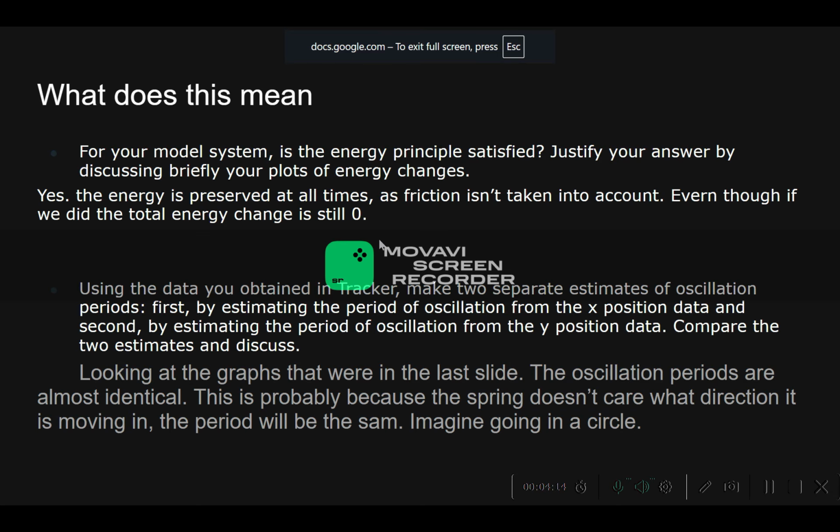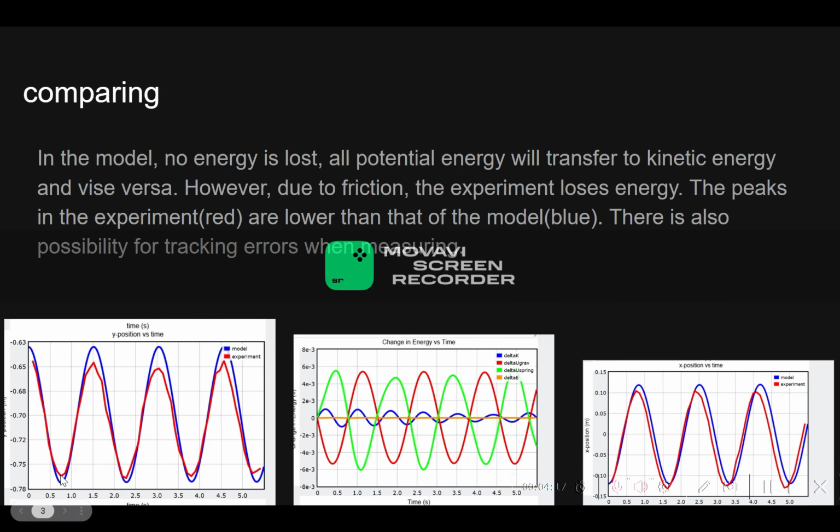And finally, the difference in periods of the two, y and x, they're almost identical at 1.5 seconds. That's because, as I said, the spring's kind of trending towards becoming a circle, and that would make sense because in a perfect circle, the periods would be exactly identical. And also, the spring doesn't really care what orientation it's in. For it to complete a full loop, it will take the same time for both directions of the oscillation.